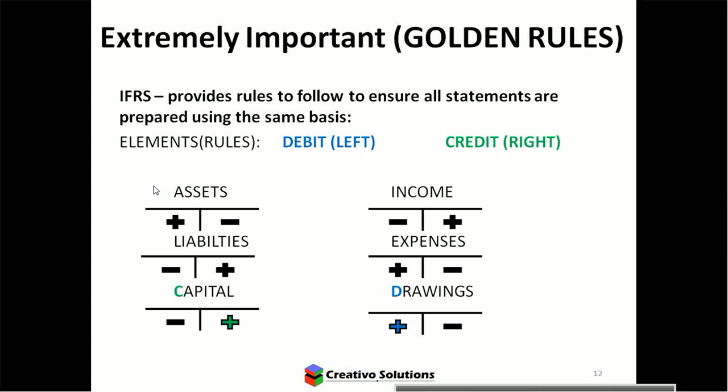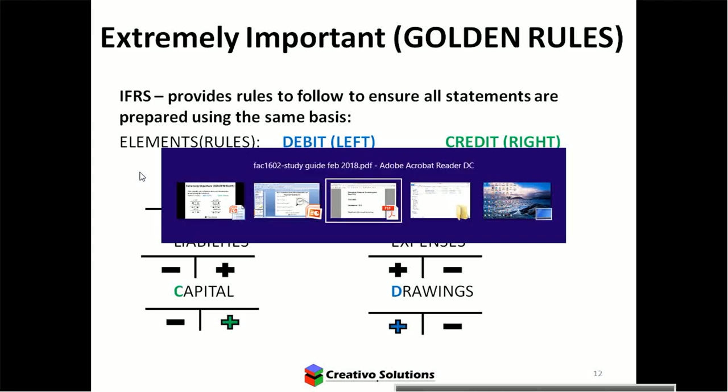Assets go in the statement of financial position. Liabilities? Financial position. Income? Comprehensive income. Expenses? Comprehensive income. Capital and drawings? That goes to changes in equity. Good.